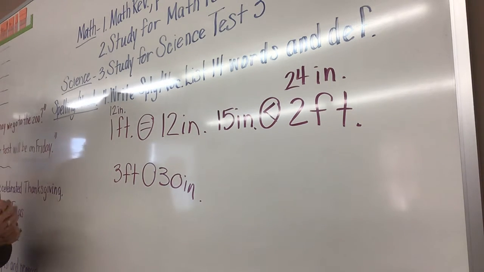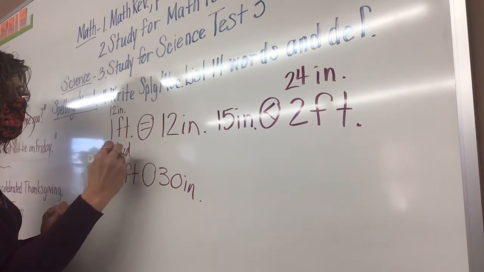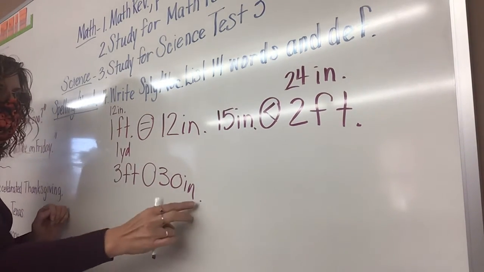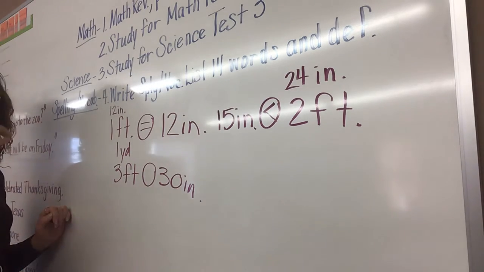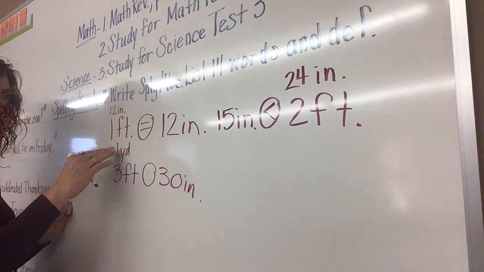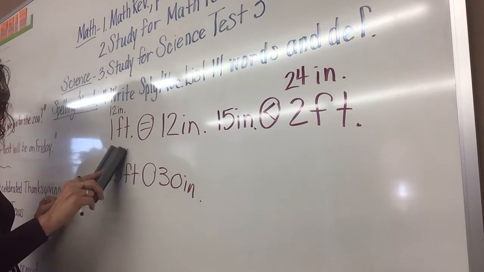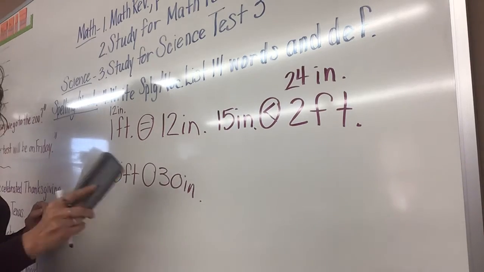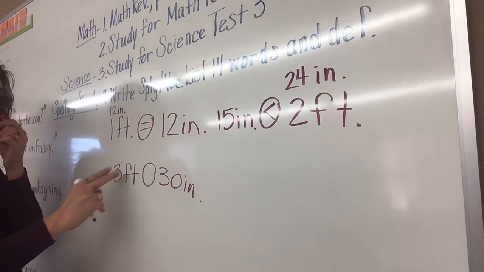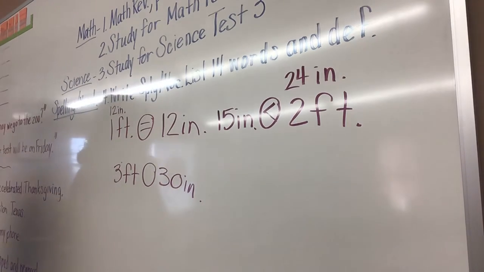I had somebody one time that said 3 feet is 1 yard, and they wrote 1 yard up there. Does this side say yard? No. So you cannot change this side to yard, because then you're still not comparing like to like. You'd be comparing yards to inches. If this side says inches, then this side needs to say inches, or vice versa. Since we can't change 30 inches to feet, we have to change the 3 feet to inches.